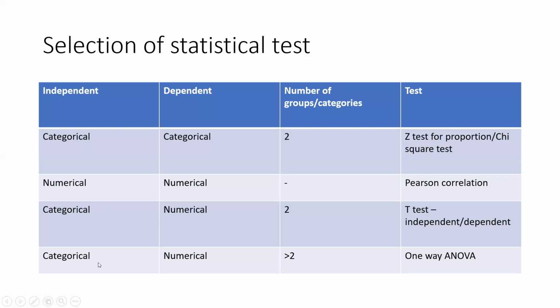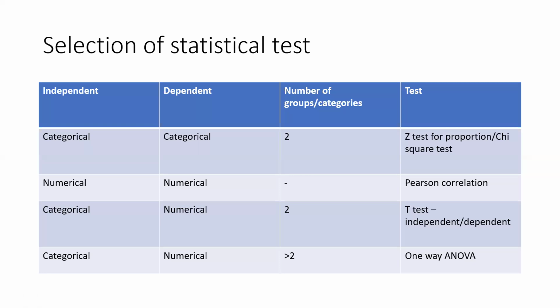The final one is a categorical and numerical variable, but with more than two categories. Example, let's think about maternal BMI and birth rate. For maternal BMI, we have more than two categories. So for that, we use the one-way ANOVA test.